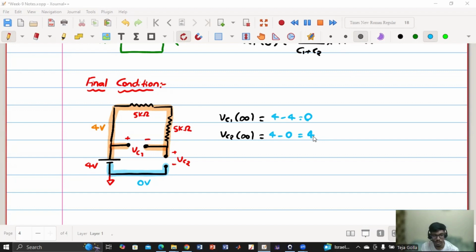Sir, in the final case, we will consider the resistor, but here we'll consider the capacitor of infinite. Sorry, can you please repeat? Sir, in the final case, we will consider the resistor, I mean 5 kilo ohm and 5 kilo ohm, but here the VC1 and VC2, why are we taking them as infinite?